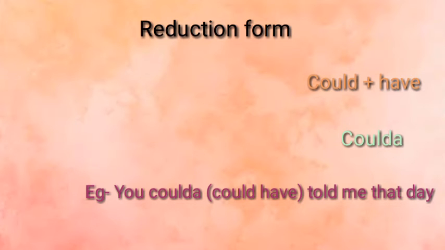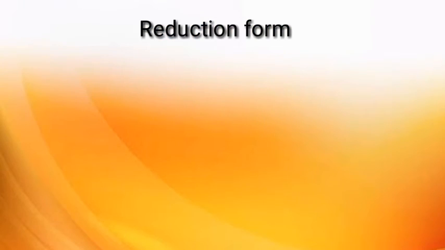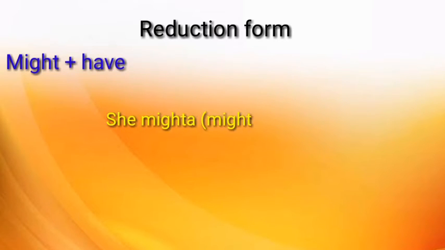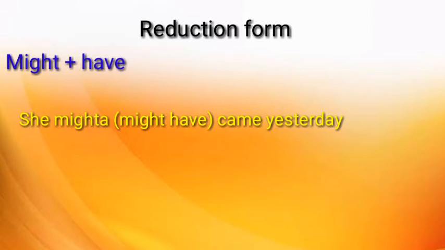The second plus have form is might plus have. Might plus have. She might have came yesterday. She might have gone yesterday. You can say she might have came yesterday. Okay, she might have came yesterday.